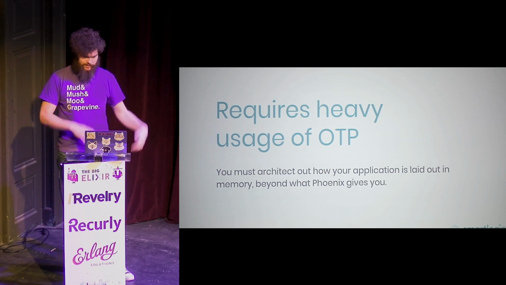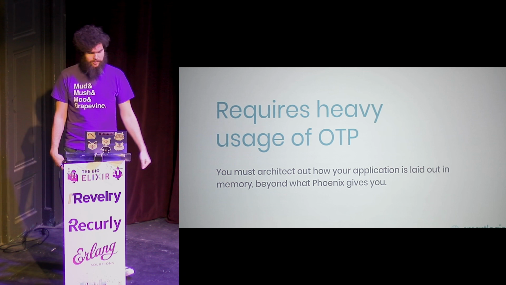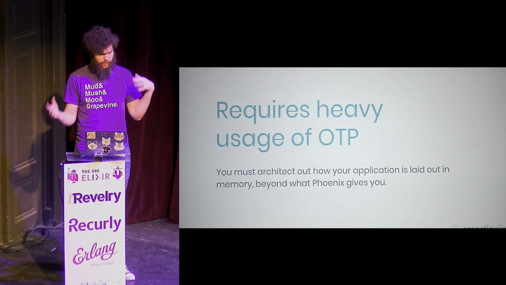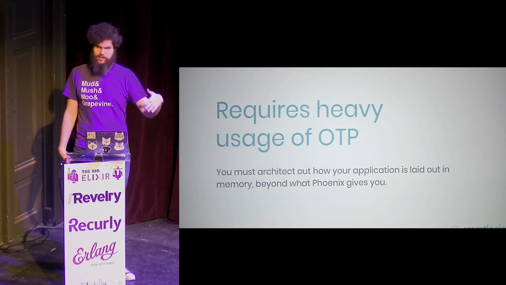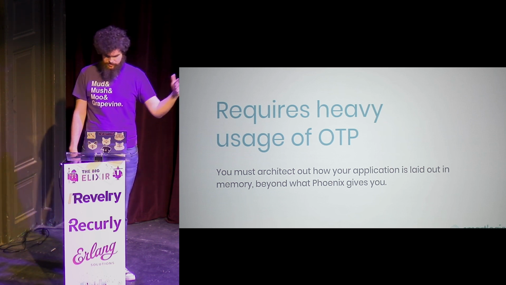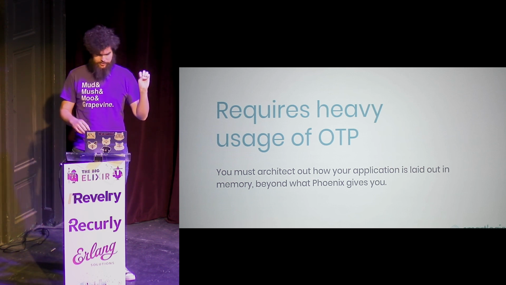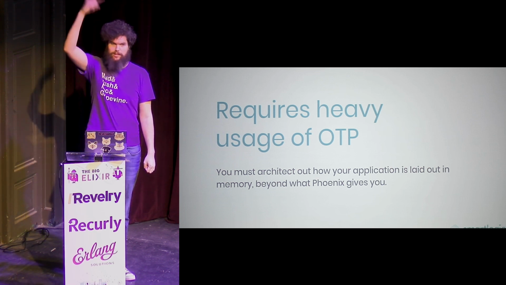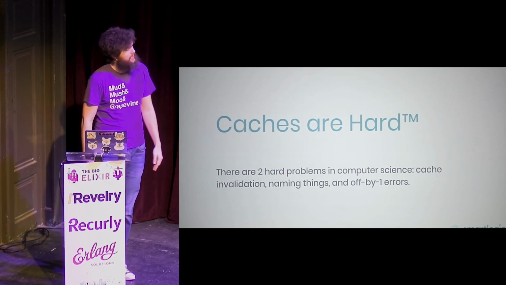So some of the cons, it's not all sunshine and roses. This needs heavy usage of OTP. So you need to architect how your application is actually laid out instead of what Phoenix just gives you normally. You need to learn about supervision trees and different restart strategies. You need to thoughtfully lay your app out and make sure that if one rogue process starts crashing and gets into a crash loop, it won't bubble up and take your whole application down. So you need to be ready and aware of that.